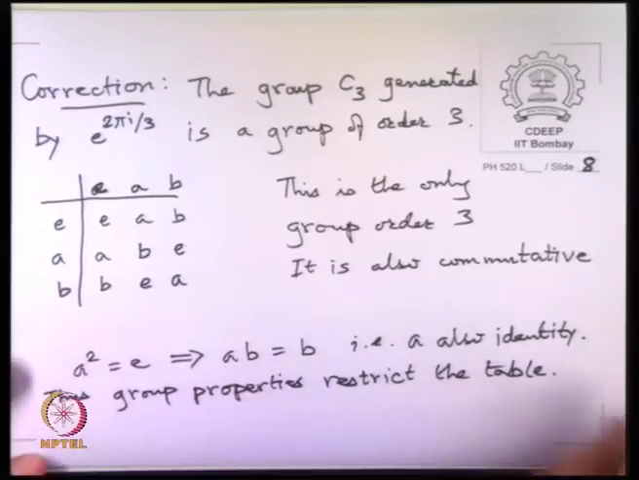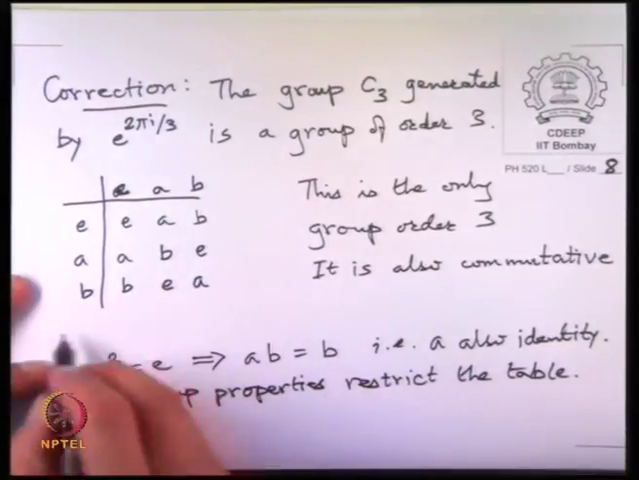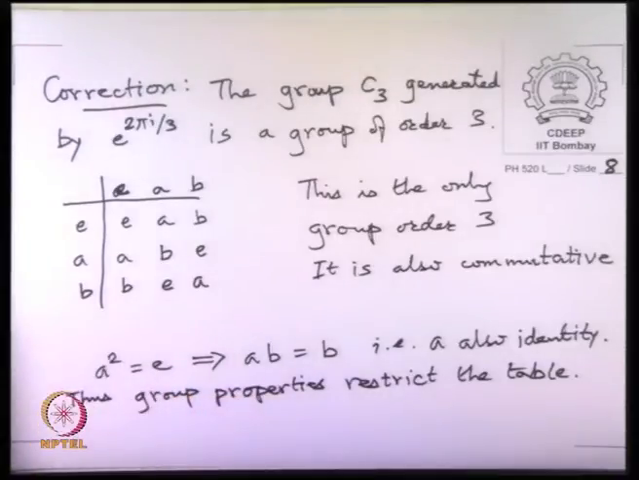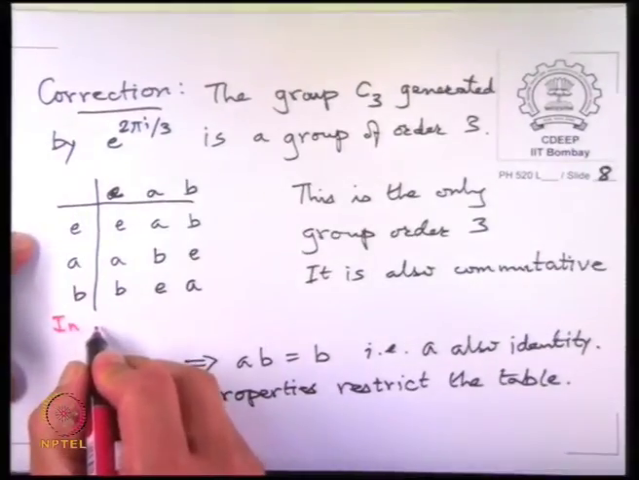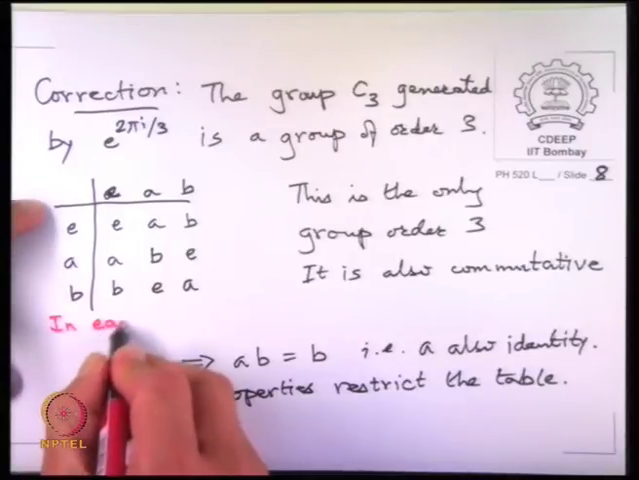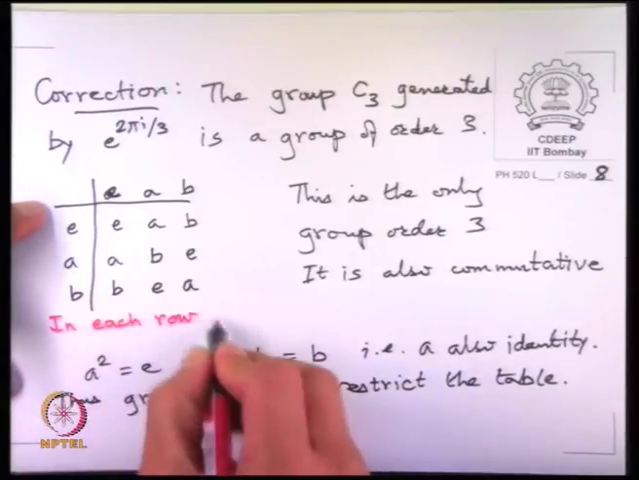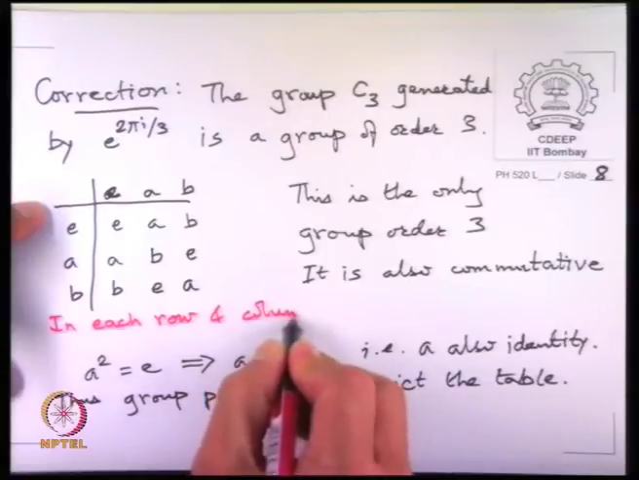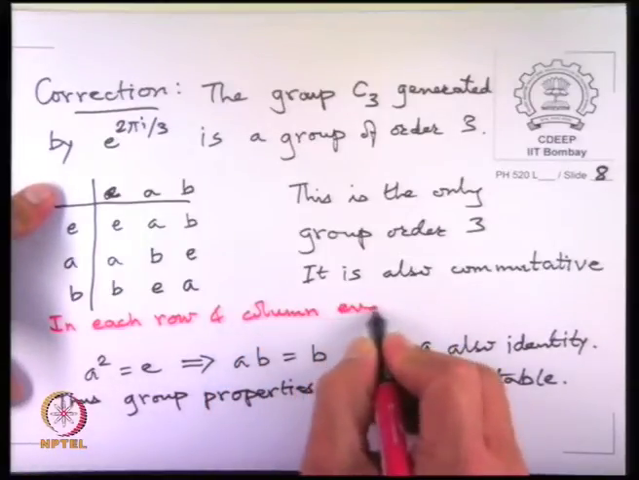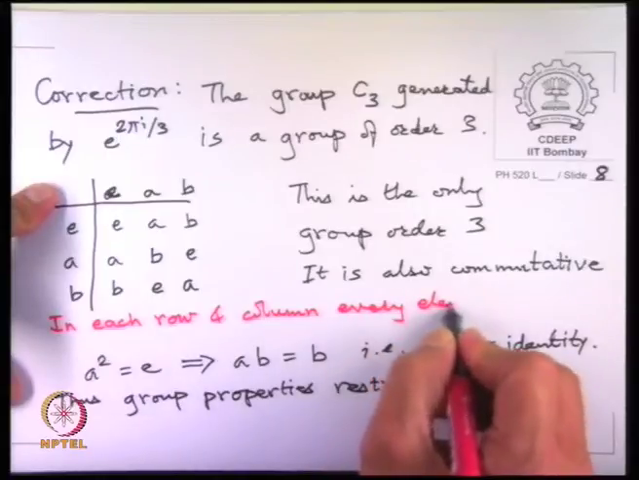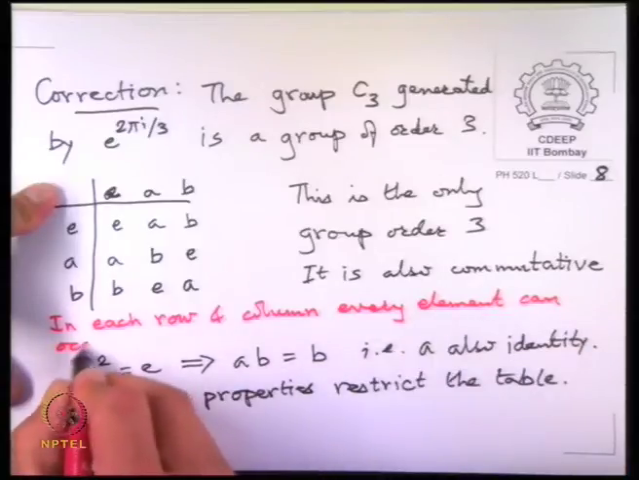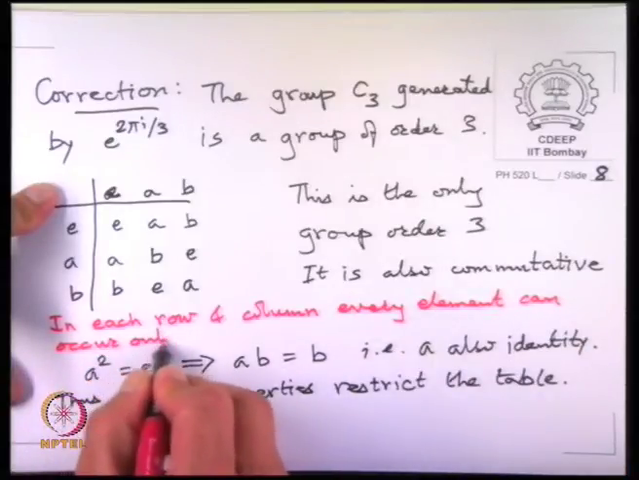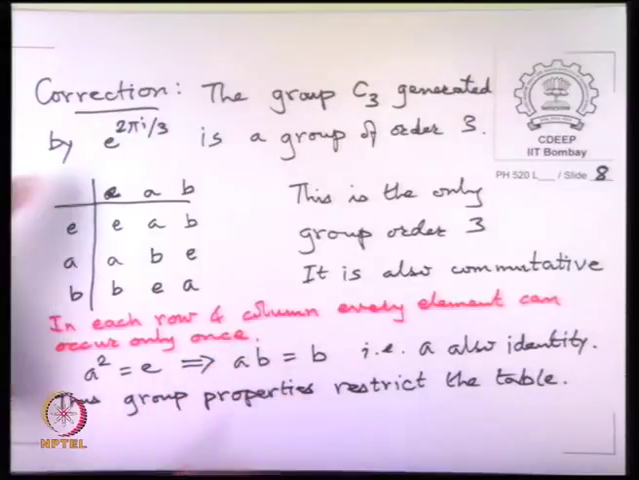And I have left this space to write in. In each row and column, every element can occur only once. This is one of the utilities of the table.